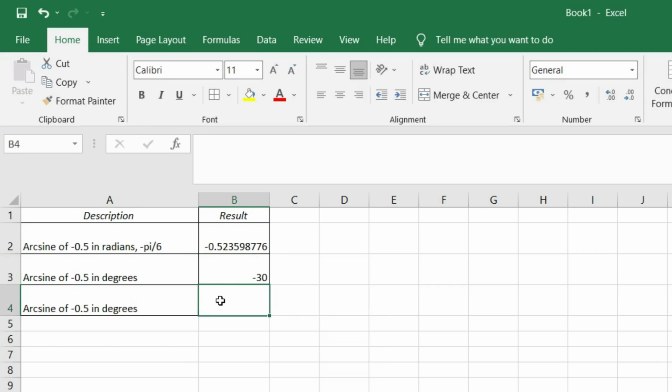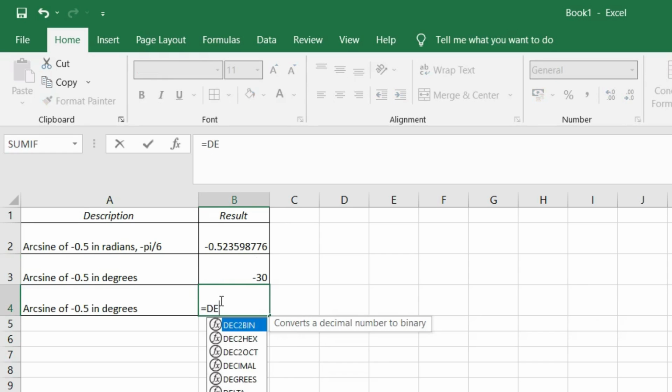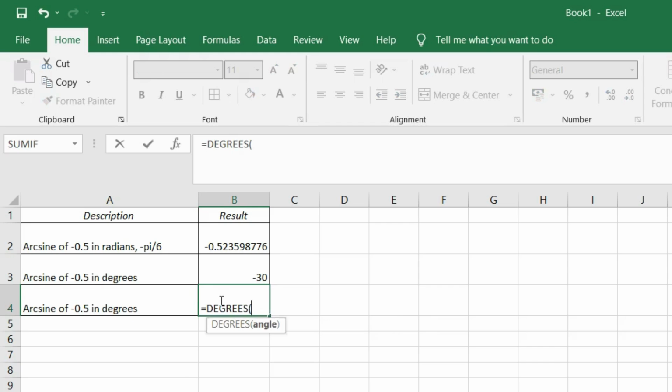Another way to get the degrees for the arcsine of the angle -0.5 is to type =DEGREES(ASIN(-0.5)) and press enter. It gives us the degree value for the arcsine of -0.5.